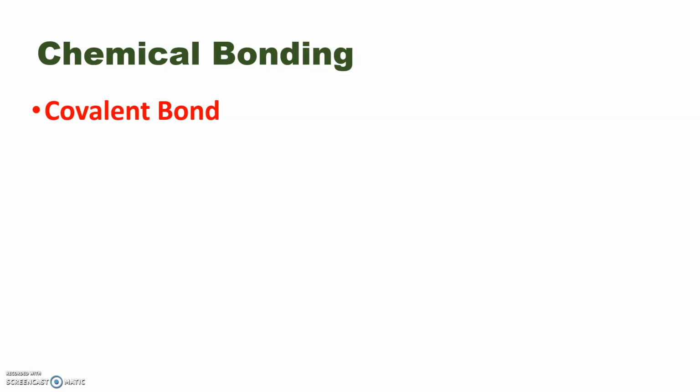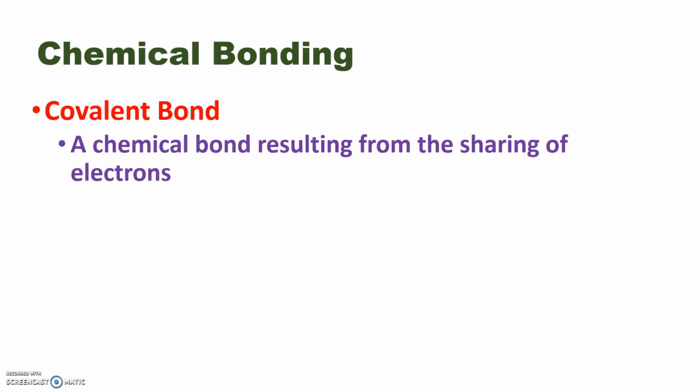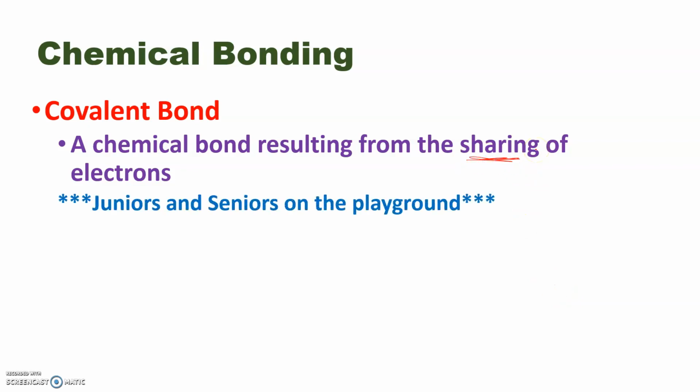Now, a covalent bond is the other type of bond other than ionic. In an ionic bond, the electrons are transferred. They get stolen. A covalent bond is the opposite. They decide to share. So covalent's all about sharing. This is like juniors and seniors on the playground. You guys have figured out how to share your toys at this point, hopefully.